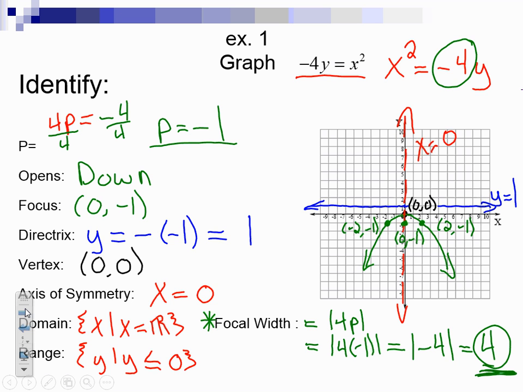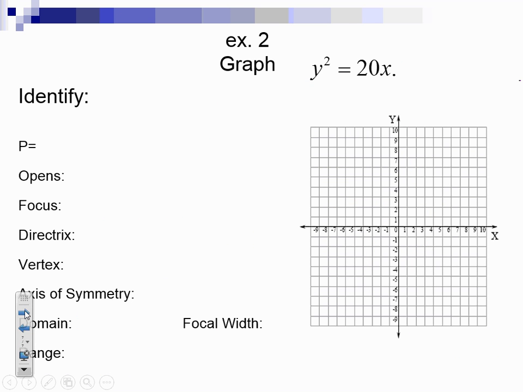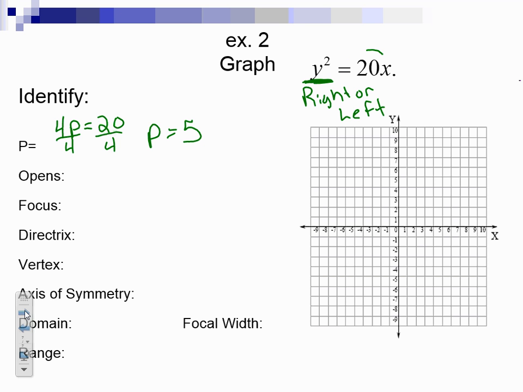Moving on to example number 2. Here we go. We have the equation y squared equals 20x. So first thing we have to do is find our p. So 4p equals 20. To find p, we'll divide both sides by 4. P equals 5. Now, this one, since it says y squared, it's either going to open to the right or left. Since this number right here is positive, it's going to open to the right.